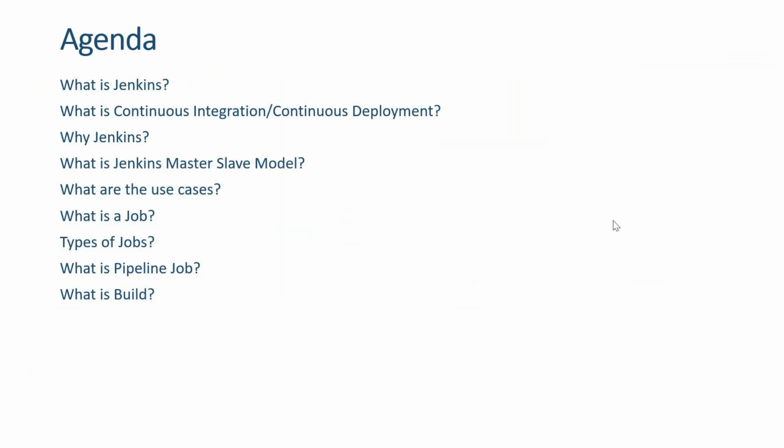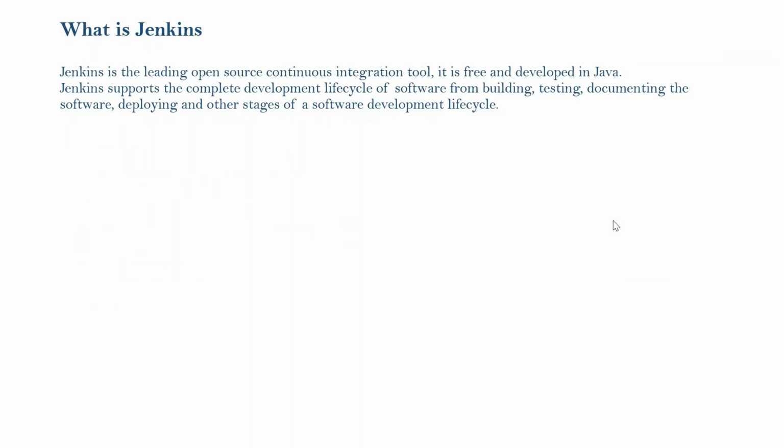So we try to understand what Jenkins is and what continuous integration and continuous deployment are. Why Jenkins? The master-slave node model. Why do we require slave nodes? We will try to understand that as well. What are the use cases? What is a job? Types of jobs? What is a pipeline job? What is a build? Most of these things you already know, but we'll try to understand them in detail.